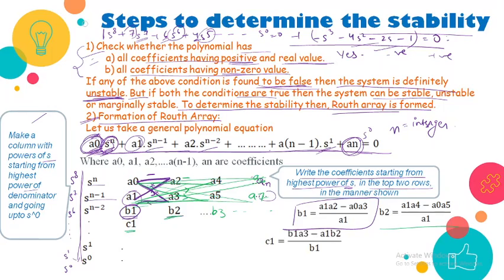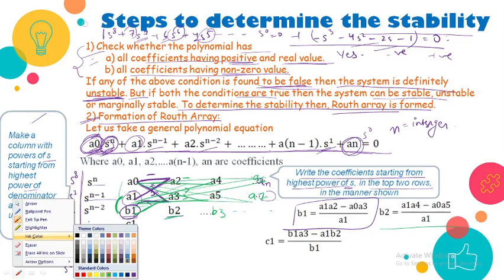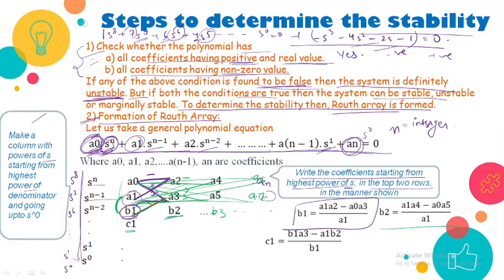Just as we checked the two rows above for B1, for C1 you have to do the same operation on the two rows above it. It's going to be B1 into A3 minus A1 into B2 divided by B1. That will be C1. Similarly, what will C2 be? B1 into A5 minus B3 into A1 divided by B1. Okay, so this will be your C1, C2.